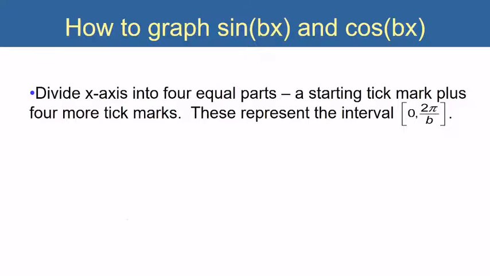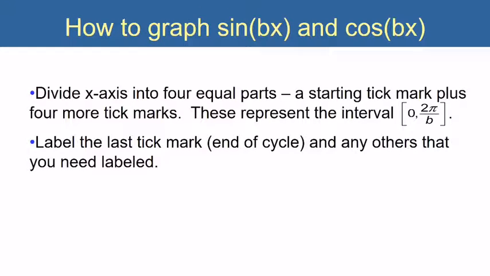Okay, here's how we're going to go about graphing sine bx and cosine bx. So this is just for one period, and you can repeat this as many times as you need for more periods. But the first thing you do is divide the x-axis into 4 equal parts. A starting tick mark, which so far for us has always gone at the origin, and then 4 more tick marks. And these are the interval from 0 to 2 pi over b, which is your first period. And then you're going to label the last tick mark, which is the end of the period. And if you need to label the other tick marks, you can do that.